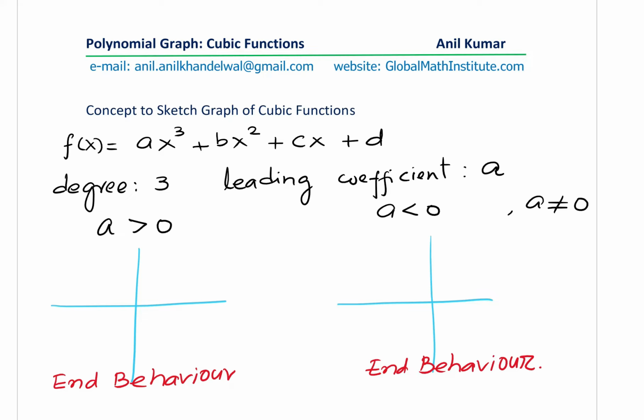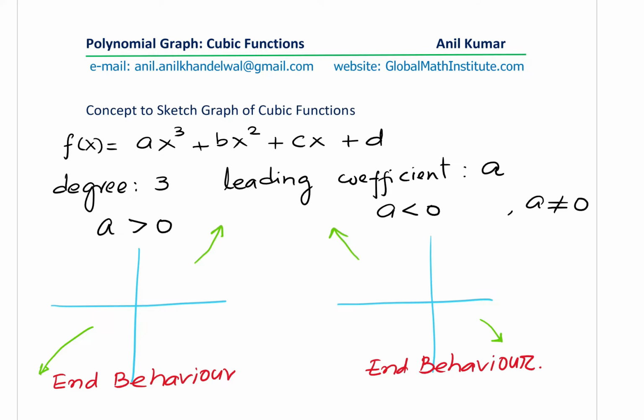If a is greater than 0, that means right side up. So the graph is going to be up, and on this side, it is down. Since we know it's an odd degree, it will be in opposite ends. But if a is less than 0, leading coefficient is negative, in that case, the right side will be down and the left side will be up. So that is the end behavior.